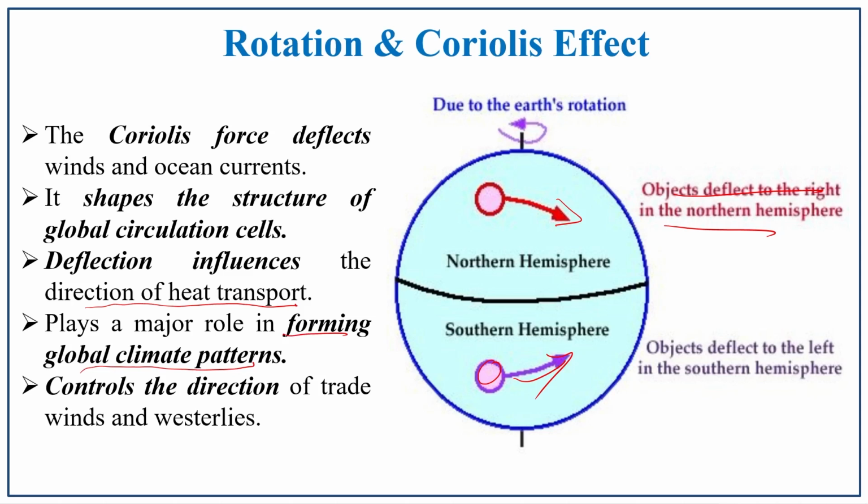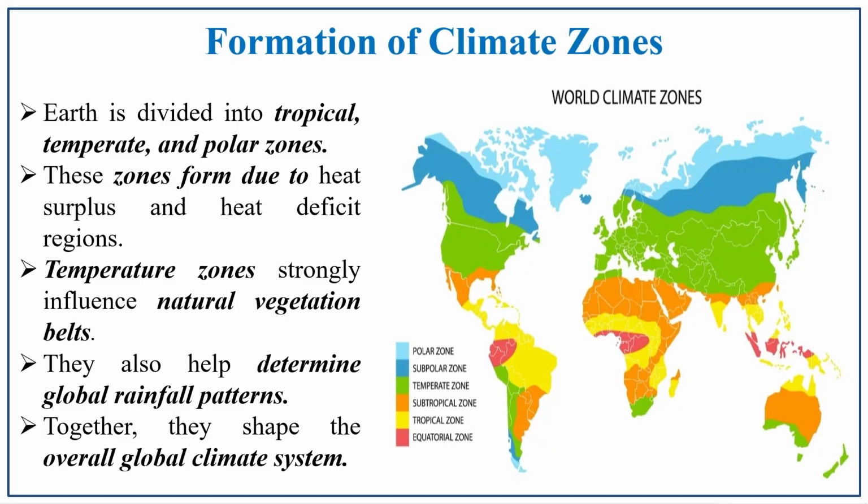Climatic zones: the main concept here is the major climatic zones. It controls the direction of trade winds and westerlies. In the previous air mass circulation, we have seen the westerlies, easterlies and trade winds. Because of this rotation and the Coriolis effect, all these movements happen. Formation of climatic zones: the climatic zones are formed because of this circulation or balance of heat.